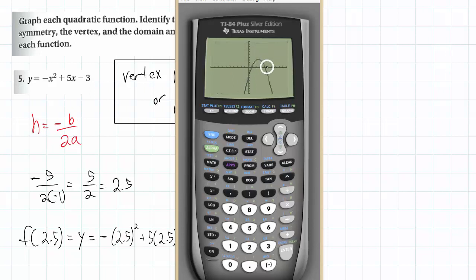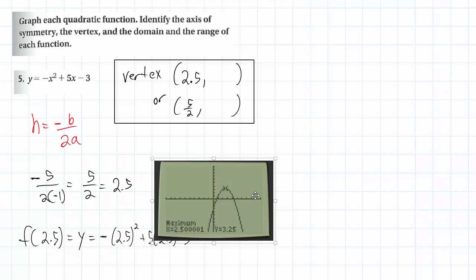And if you forgot -b/2a, you can also note that a vertex is either a max or a min, right? If you know how to calculate a max or a min in your calculator, there you go. I get the same x and y value as I did from doing it by hand.